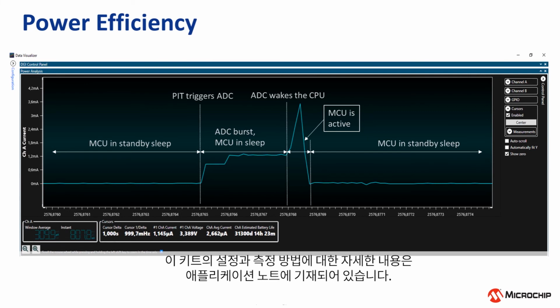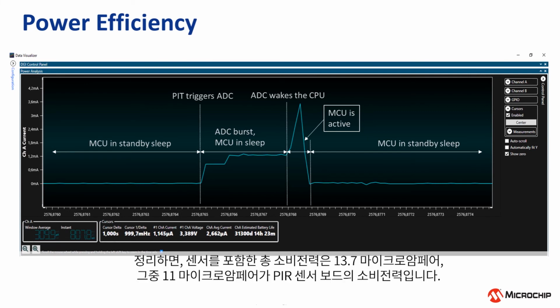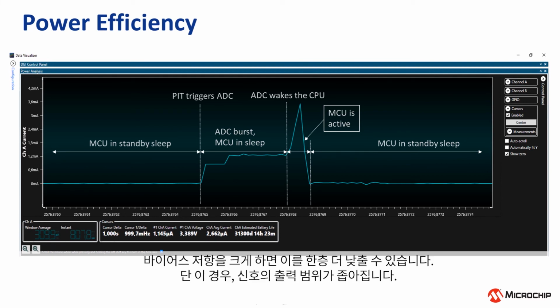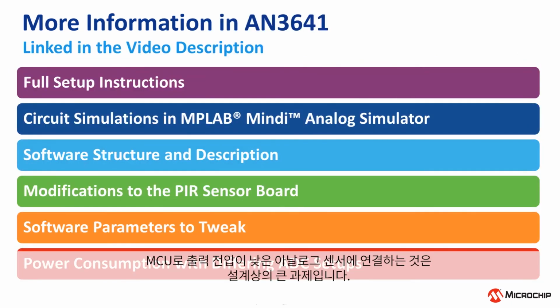You can find more information about how to set up and measure with this kit in the application note, but in summary, the total power consumption with the sensor included was 13.7 microamps, of which 11 microamps was from the PIR sensor board. This can be reduced further by increasing the biasing resistor, however, this will reduce the output range of the signal. Interfacing low-level analog sensors with the microcontroller is a significant design challenge.